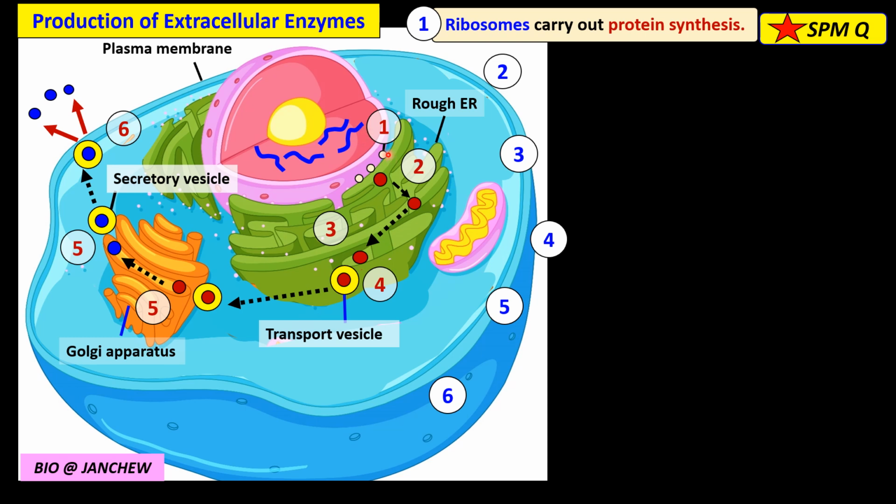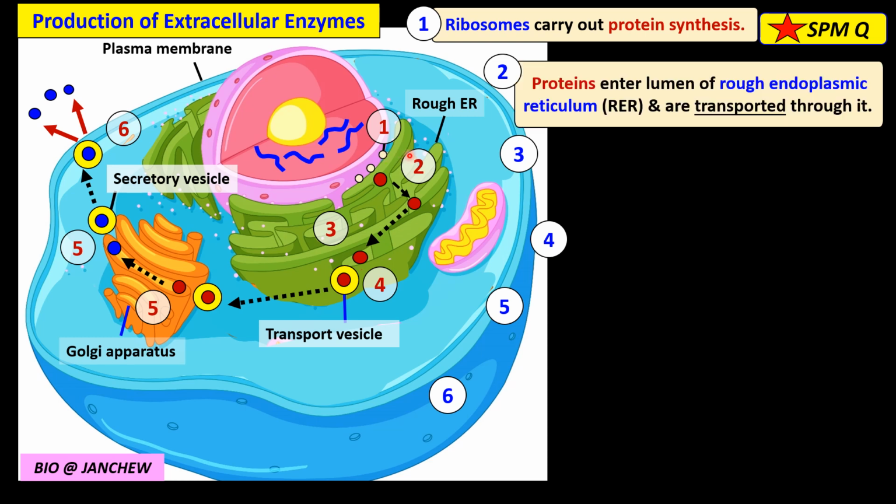After that, number 2, the proteins will enter the lumen of the rough endoplasmic reticulum, which is the green structure here. It looks like a series of roads, a network of roads. The proteins are transported through the rough endoplasmic reticulum. That's the job of the rough ER, or rough endoplasmic reticulum, to transport the proteins. The proteins are represented by the red circles here.